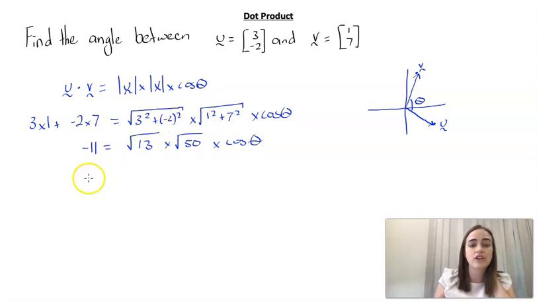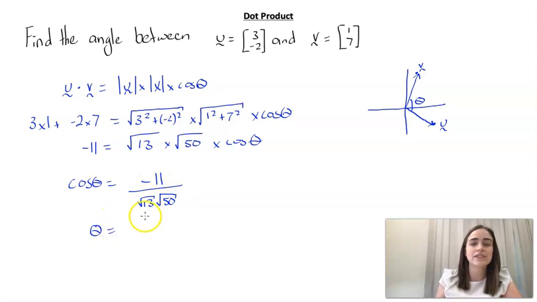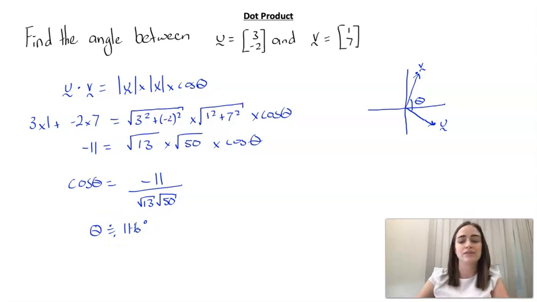Now, rearranging that to get cos theta as the subject, we're going to end up with minus 11 over root 13, root 50. And then if I take cos inverse of this to find my answer, I'll end up with about 116 degrees as my answer.